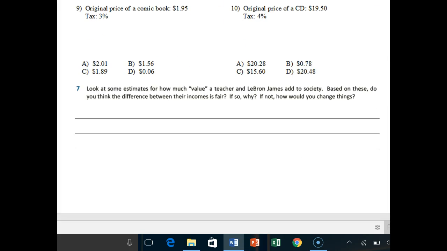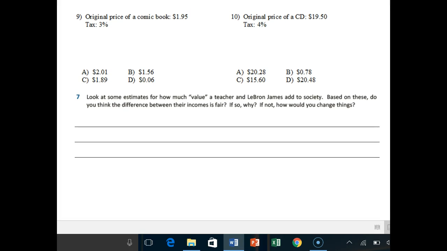So number 9, if I want to find the price of something given the tax, basically it's the opposite of what a discount is. Remember, the discount we subtracted; tax, I'm just going to add it to 100. So I'm paying 103% of the price. Now, writing this as a decimal, be very careful. You go once, twice. So I'm going to do $1.95 times 1.03, because again, I wrote that percent, 103%, as a decimal.